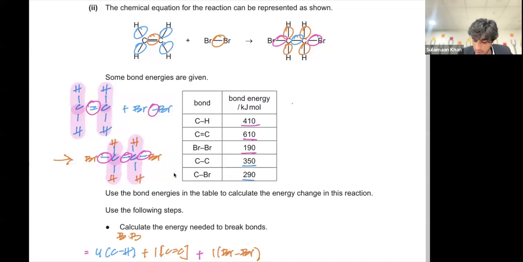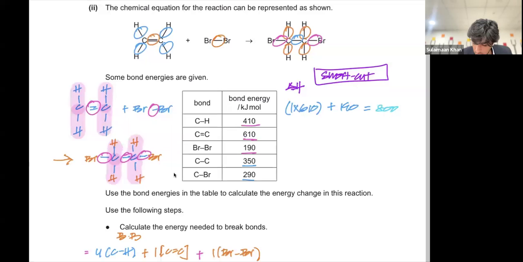What is the change? 1 C double bonded to C, so that's 1 times 610 plus the Br-Br bond, that's 190. What do we get here? We get 800. Remember, it's not the right answer. It's a shortcut to calculate enthalpy change, because in enthalpy change, the net effect would remain the same. Shortcut. Just write it here: shortcut, only to be used for MCQs.